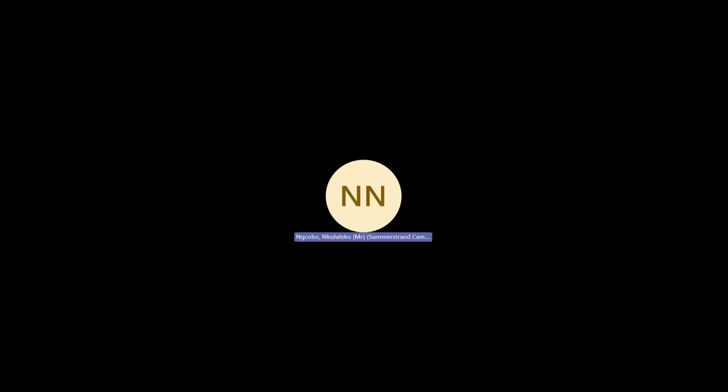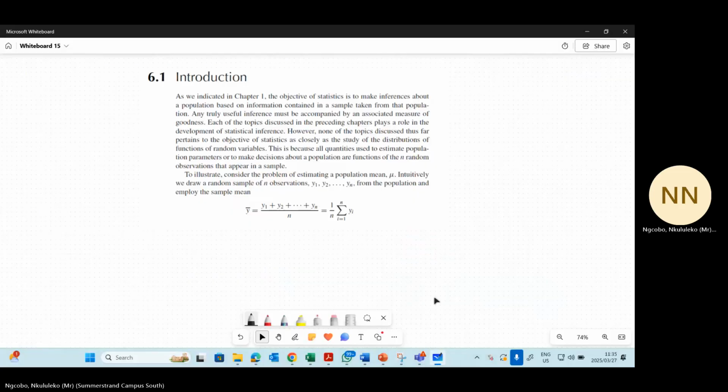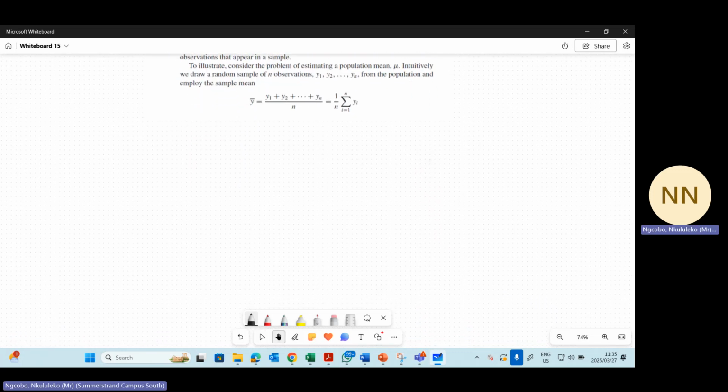On today's session, I want us to look at functions of random variables, which is the beginning of chapter 6. Let me just share my screen. Okay, cool. I want us to look at functions of random variables and then look at how you find the distribution for these random variables, right? But let me just give you a clear background and introduction of this chapter.